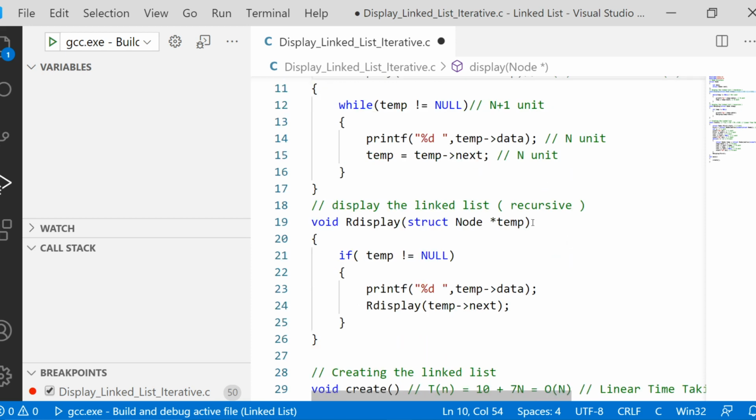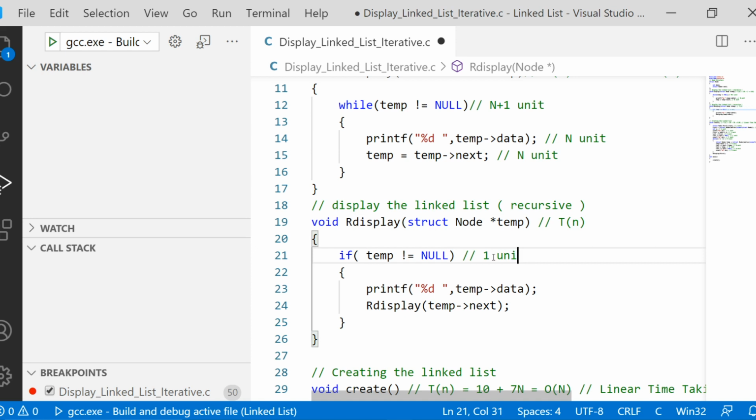Now let us find the time complexity of this recursive function. To find the time complexity of a recursive function, we use something called a recurrence relation. Let us consider this display of temp as T of n, where n is the temp value. So the time function is T of n. Now, this condition will take 1 unit of time.